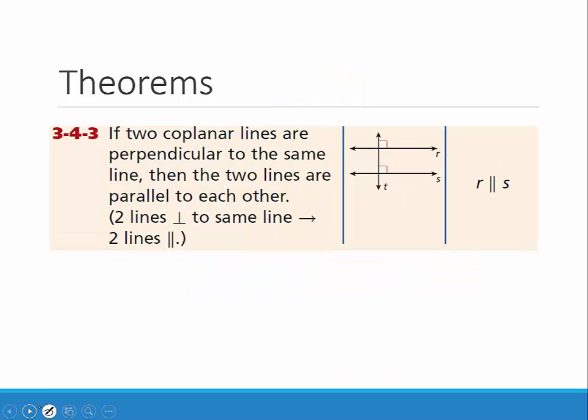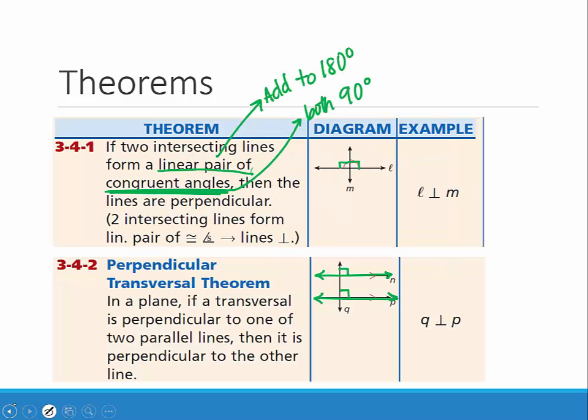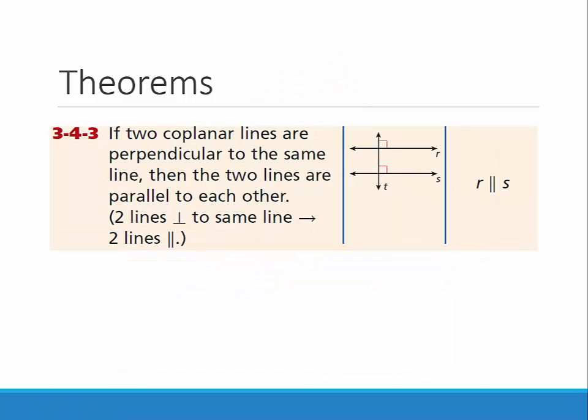One more. If two coplanar lines are perpendicular to the same line, then the two lines have to be parallel. So this is kind of the last theorem, but backwards. I'm giving you that both of these are perpendicular to this transversal T. So that means that we can conclude R and S have to be parallel.